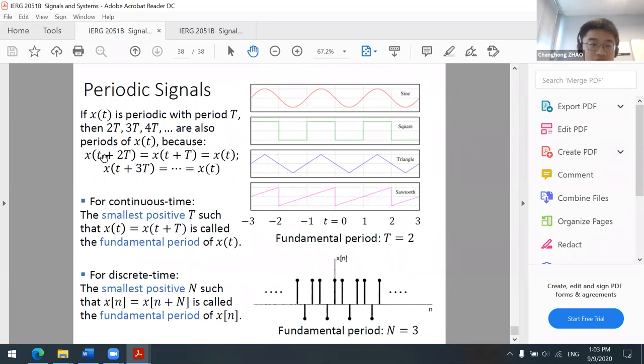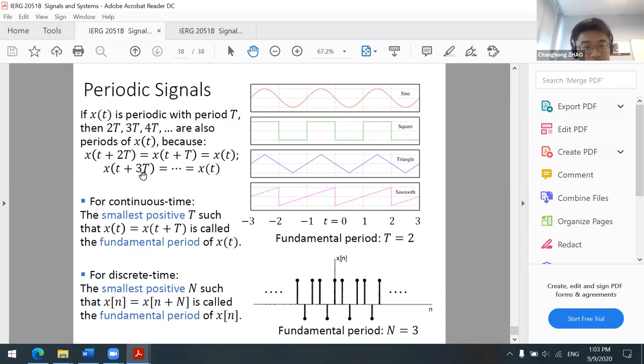Then x of t plus 2T, if you separate 2T as T plus T, we can remove one T and the signal is still itself. So x of t plus 2T equals x of t plus T, which equals x of t. Then by definition, 2T is also a period of this signal. For the same reason, 3T is also a period of the signal, 4T, every positive integer times T is a period of the signal.